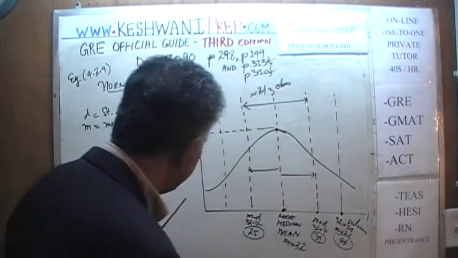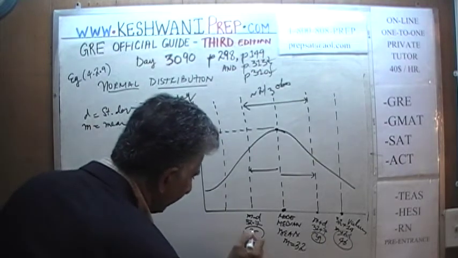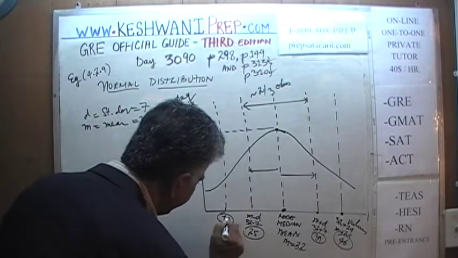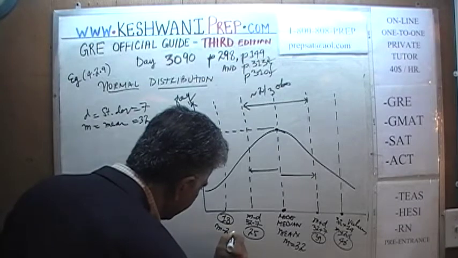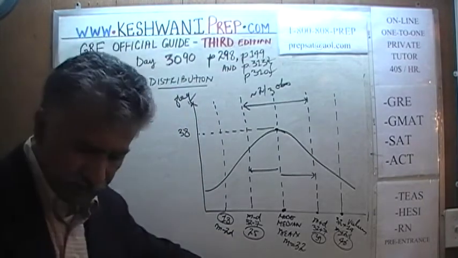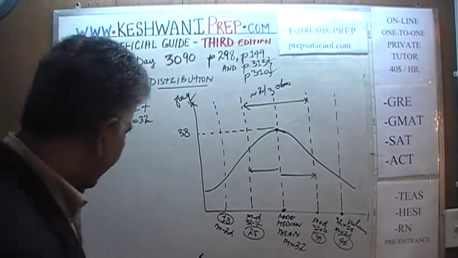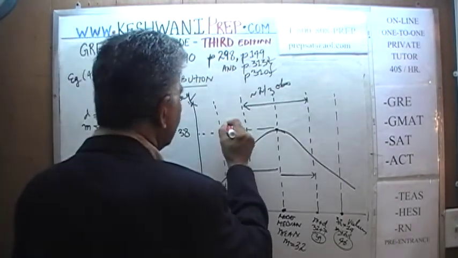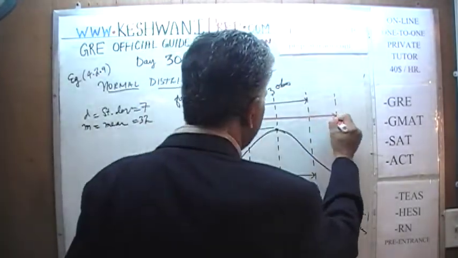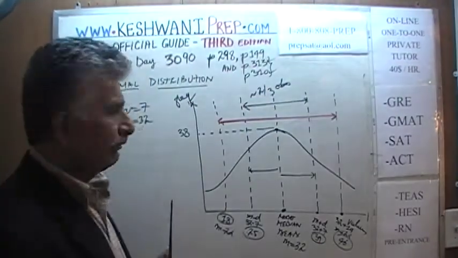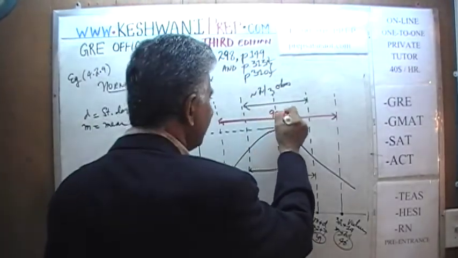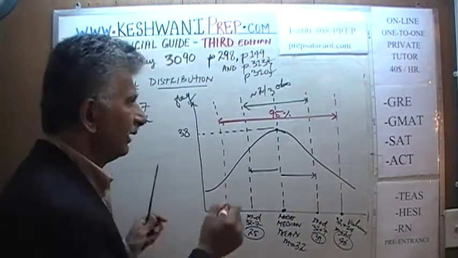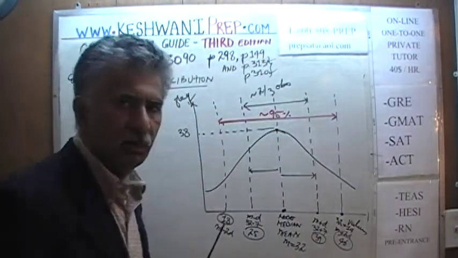46, and here we go seven lower than that, it's going to be 18, and that's mean minus 2 standard deviation. So by the time we get to this far out, this distribution that you see here from here to here, we have captured 95% of the population, approximately 95% of the population.